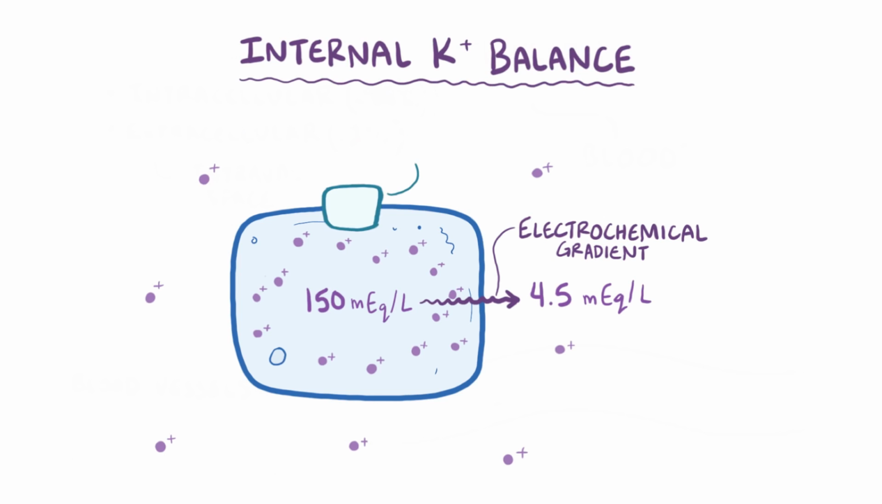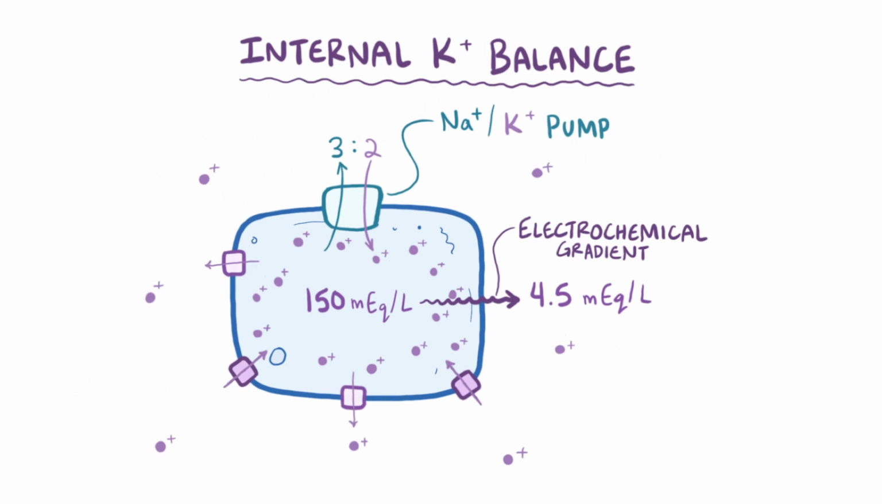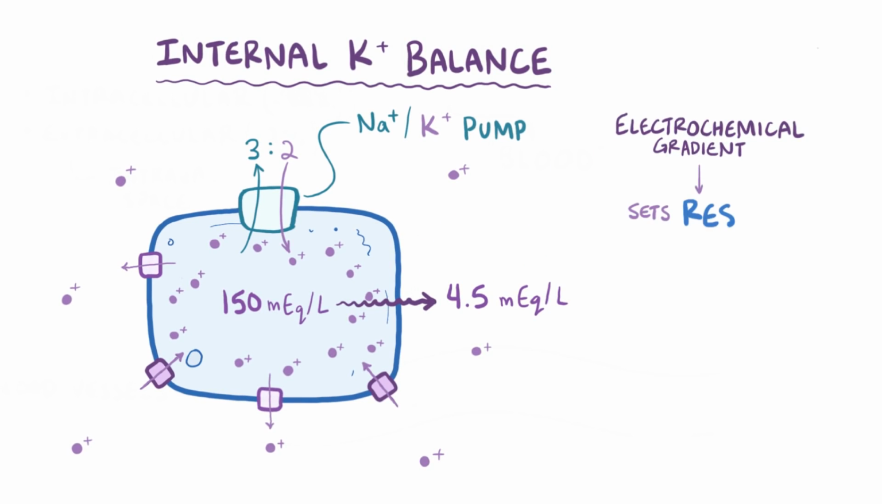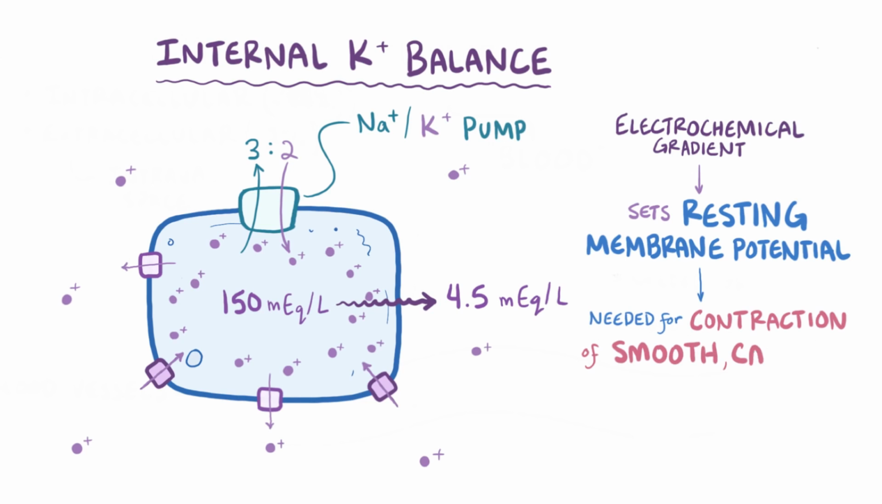This balance is maintained by the sodium-potassium pump, which pumps 2 potassium ions in for every 3 sodium ions out, as well as potassium leak channels and inward rectifier channels that are scattered throughout the membrane. This concentration gradient is extremely important for setting the resting membrane potential of excitable cell membranes, which is needed for normal contraction of smooth, cardiac, and skeletal muscles.